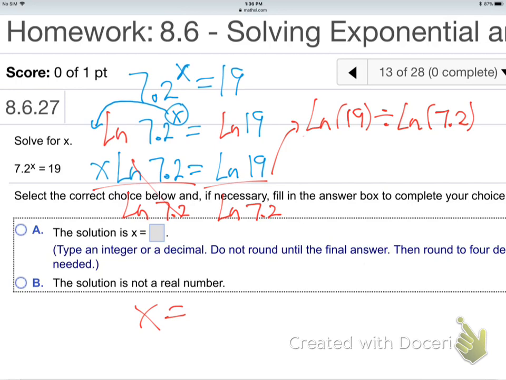So it's going to be 1 point something. 1.4915. Is that good? You able to get that one? Does that make sense? Feel like you'll be able to remember that on the test?